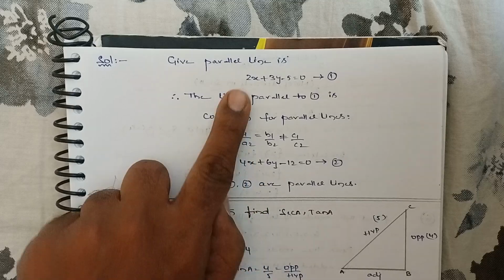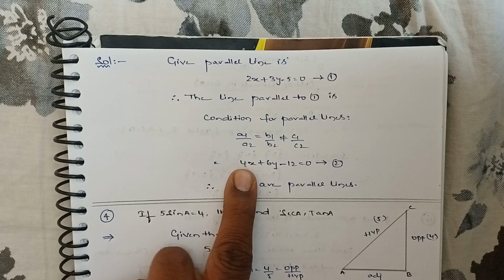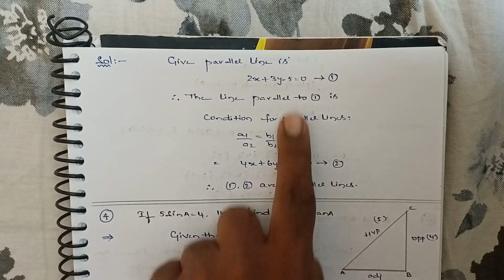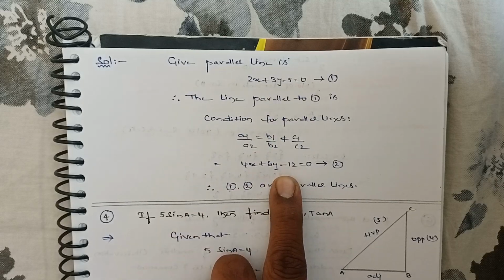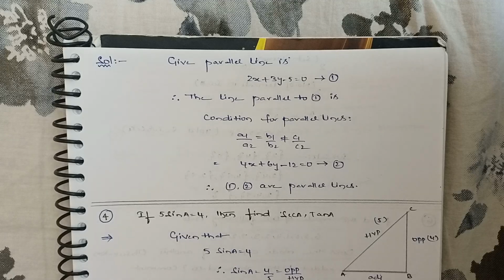So I took another equation which is parallel to equation 1, that is 4x. Instead of 3y I took another value, that is 6y, and I differ by a constant. Therefore 1 and 2 are parallel lines guys. I hope you understand this sum.